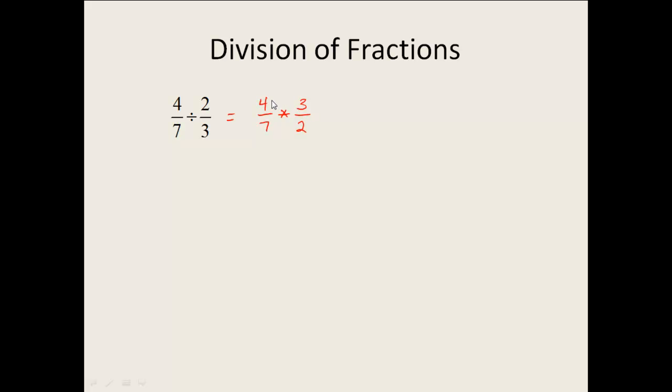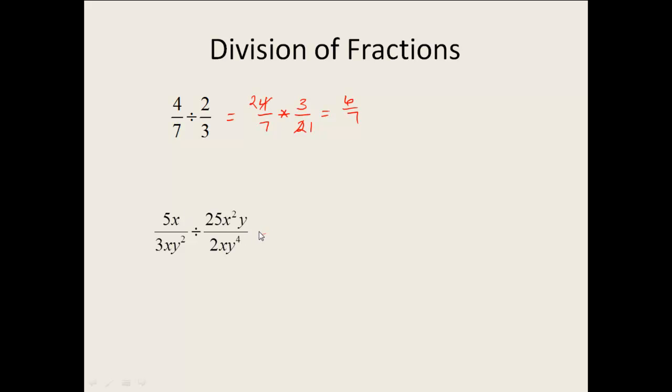Now for this one, I'm going to go ahead and reduce before I multiply. So that 4 and that 2 I'm going to reduce down to a 2 and a 1. And then when I multiply across the top, I'll have 2 times 3, which gives you a 6, and 7 times 1 gives you a 7. We do that same process even when we have expressions involving variables.